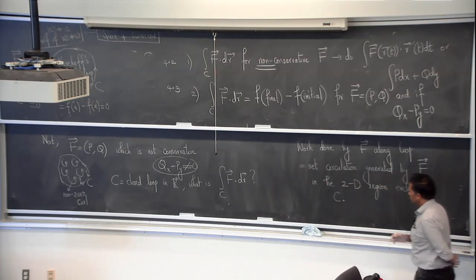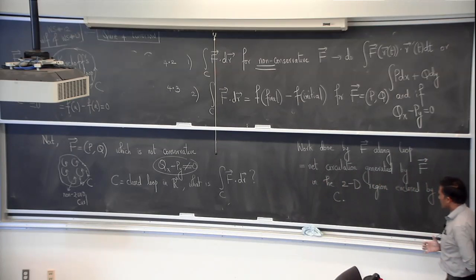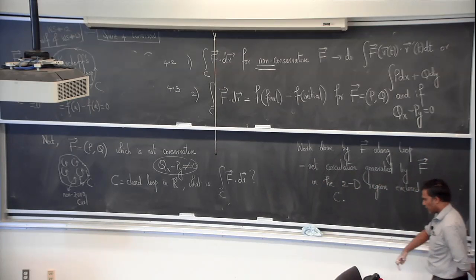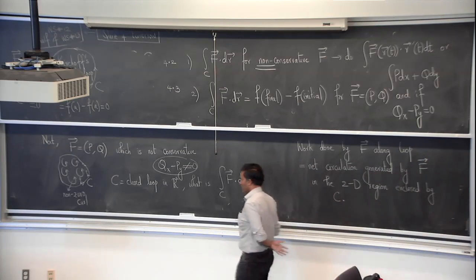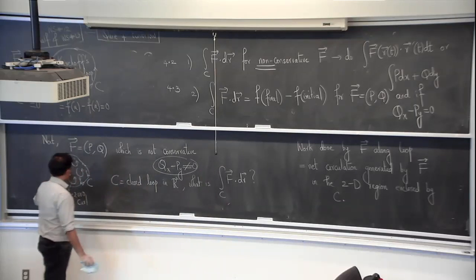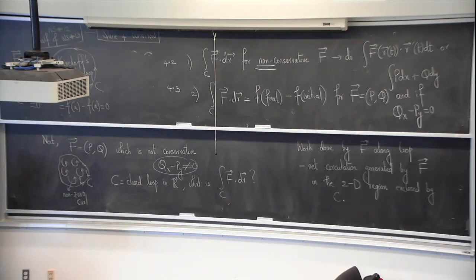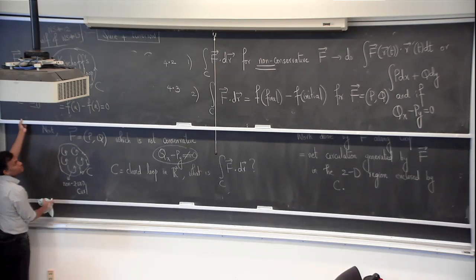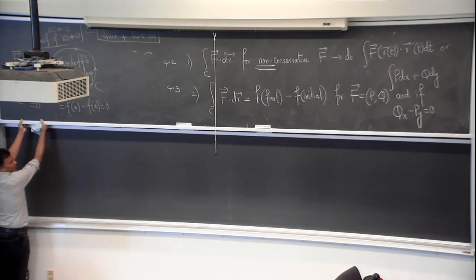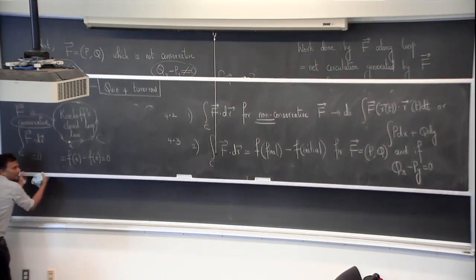That's the next important concept we are going to learn. If you walk along a closed loop for a non-conservative vector field, the net work is the net change in circulation that is felt inside the loop. Well, it comes with a name. It's called Green's theorem. So it's the first of the three big theorems you are learning this year.